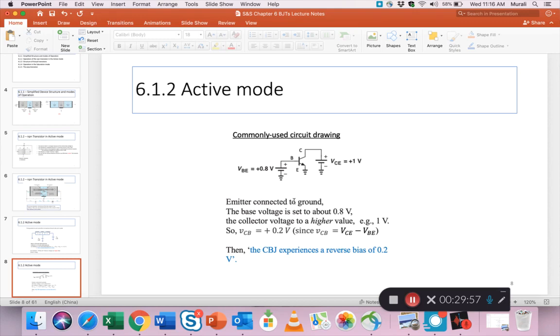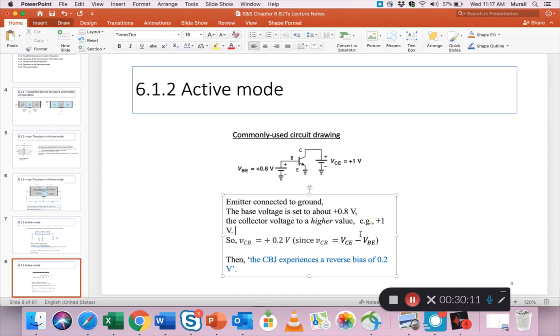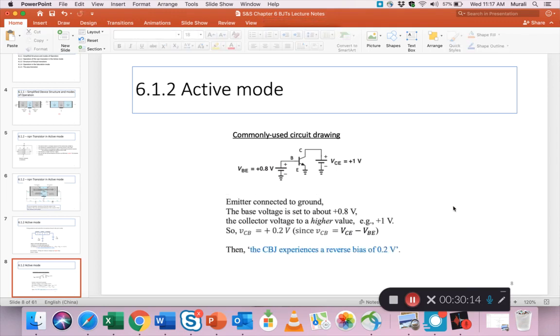Okay, again, emitter connected to ground, base voltage is set to about plus 0.8 volts, the collector voltage to a higher value, that is plus 1 volt, and so the VCB, which is between the collector and the base, which needs to be a reverse bias, and to reverse bias you need to have it positive. We have a positive 0.2 because it's the difference of these two, and then we say that the CBJ experiences a reverse bias of 0.2 volts. Okay, so I'll leave it at that.